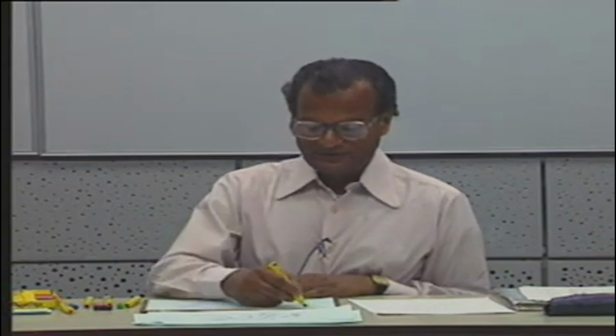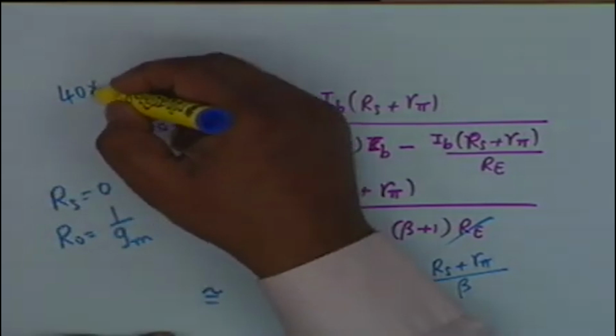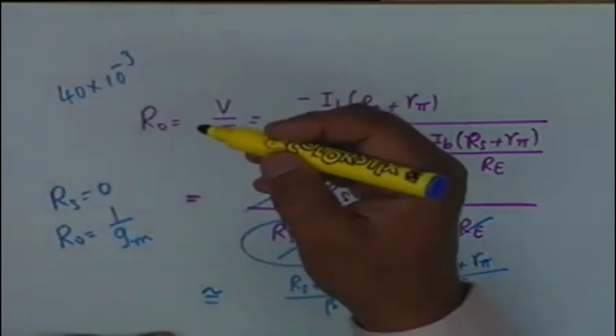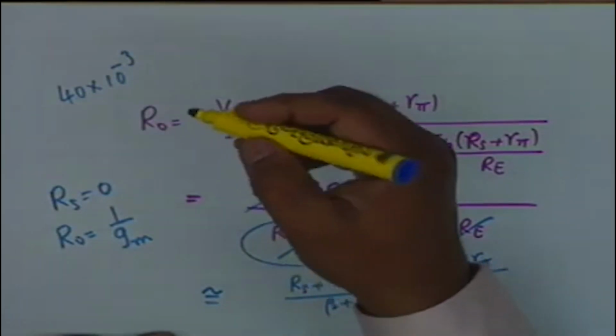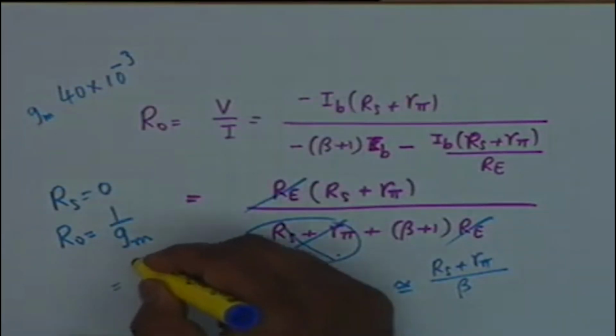Now, what is the order of Gm? 40 times Ic, maybe Ic is of the order of milliamps, then 40 times 10 to the minus 3. So, this is Gm, then what is the value then?